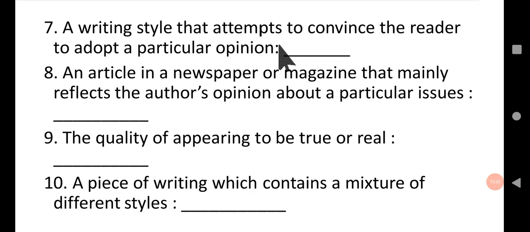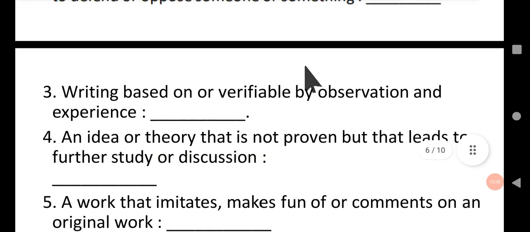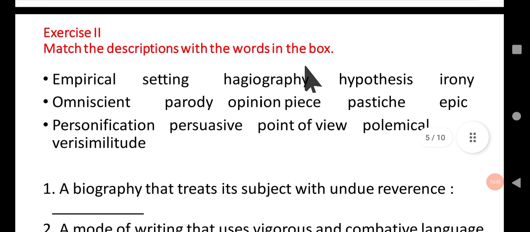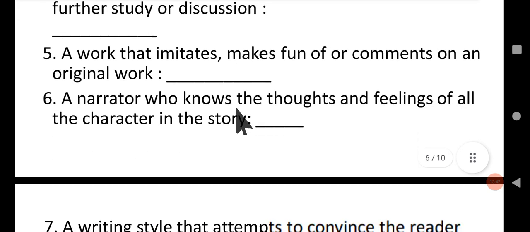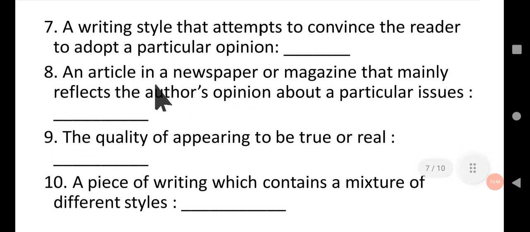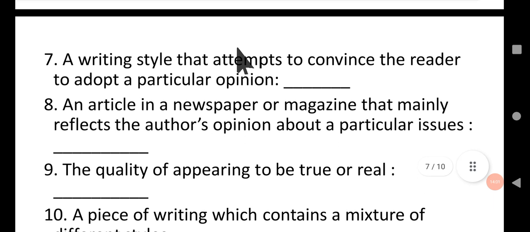Okay. Next, a writing style that attempts to convince the reader to adopt a particular opinion. So what is that called as? If you look at the options, any writing style that attempts to convince the reader, that is called as opinion piece. Okay, that is the seventh one. Next, eighth one, an article in newspaper or magazine that mainly reflects the author's opinion about a particular issue. See, this is called as opinion kind of. See, seventh one we have got wrong there.